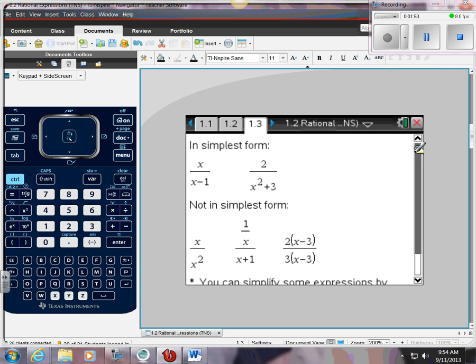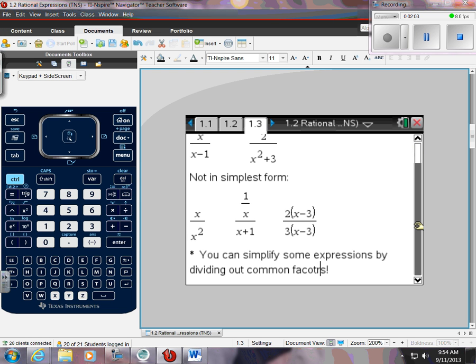2 over x squared plus 3, does it factor any further? Does anything cancel? It's in simplest form. Okay. So a little bit further down, we have some that are not in simplest form. I have x over x squared. Why isn't that in simplest form?